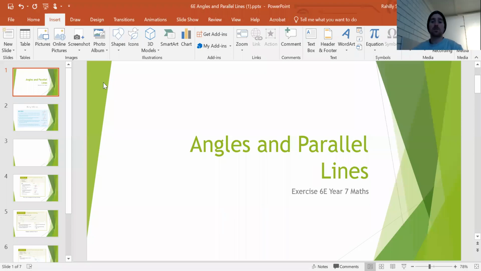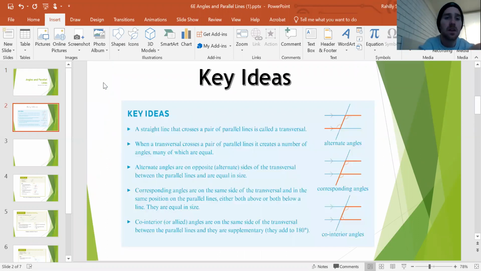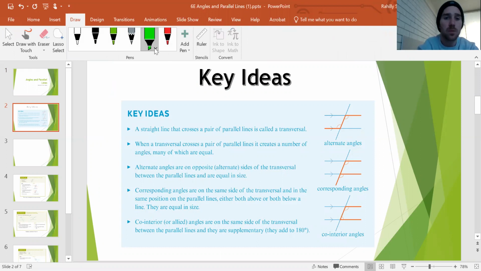G'day Year 7s. Today we're moving on to Chapter 6E, which is angles and parallel lines. We're looking at something similar to what we've done already in terms of our parallel lines and angles, but we're actually combining them for this lesson. We'll jump straight into the key ideas. I'll highlight some stuff that I want you to copy.